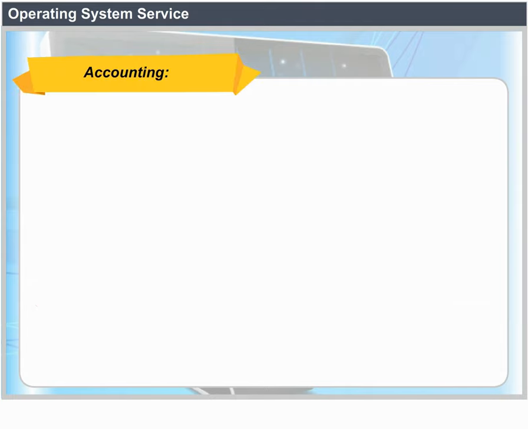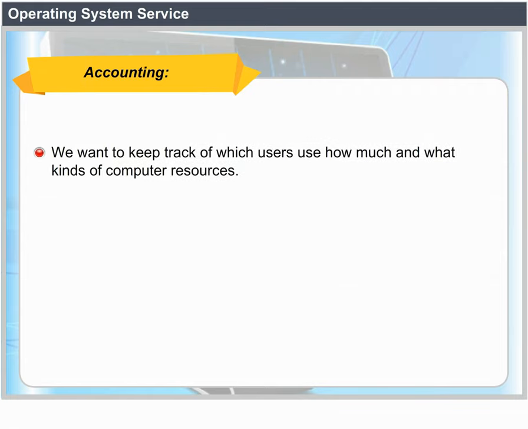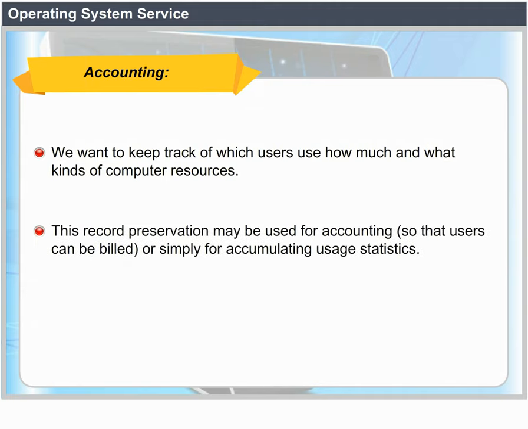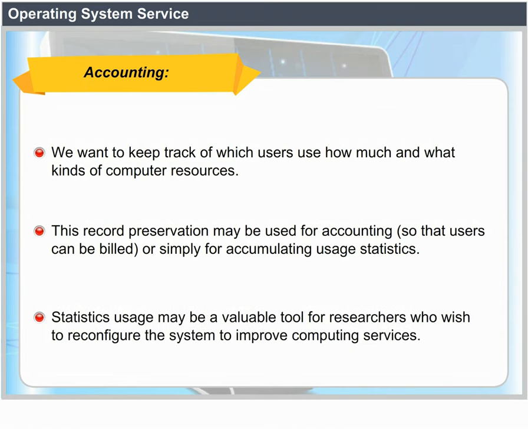Accounting. We want to keep track of which users use how much and what kinds of computer resources. This record keeping may be used for accounting so that users can be billed or simply for accumulating usage statistics. Usage statistics may be a valuable tool for researchers who wish to reconfigure the system to improve computing services.